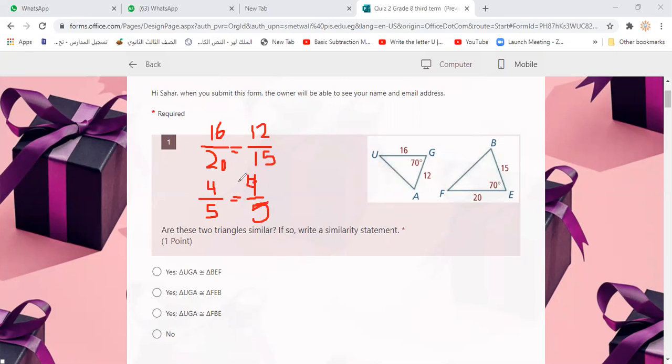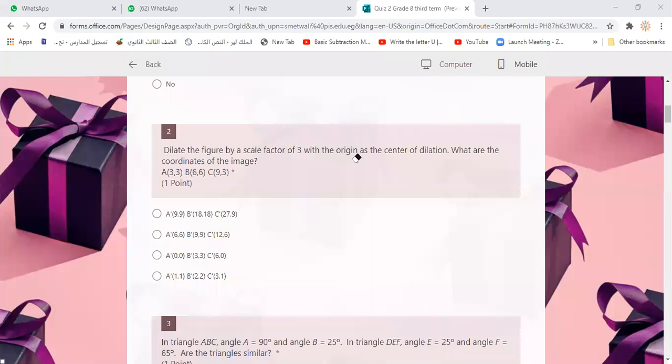What do you notice here, my dear students? We note that they are proportional. They have the same ratio. Then we have two sides with the same ratio, and we have an angle in the middle. So we can say that those two triangles are similar. This one will be the correct answer. So we said once we have two similar triangles, we have two sides proportional and an included angle. Let's move to another question.